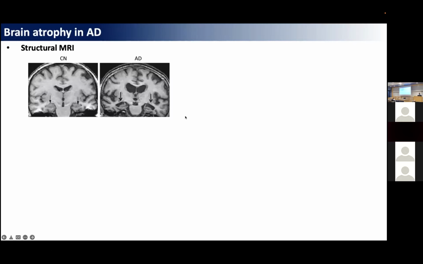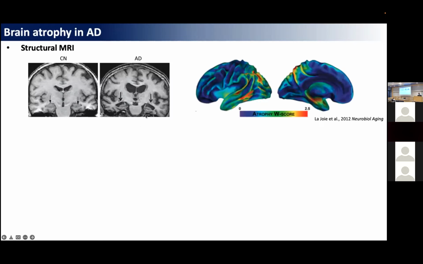Another key feature of AD is brain atrophy, as evidenced using MRI. So we can see here by comparing a cognitively normal individual and a patient with AD that the medial temporal lobe shows very strong atrophy in the disease, and at a more global scale, the atrophy is very strong in the temporal and parietal regions.